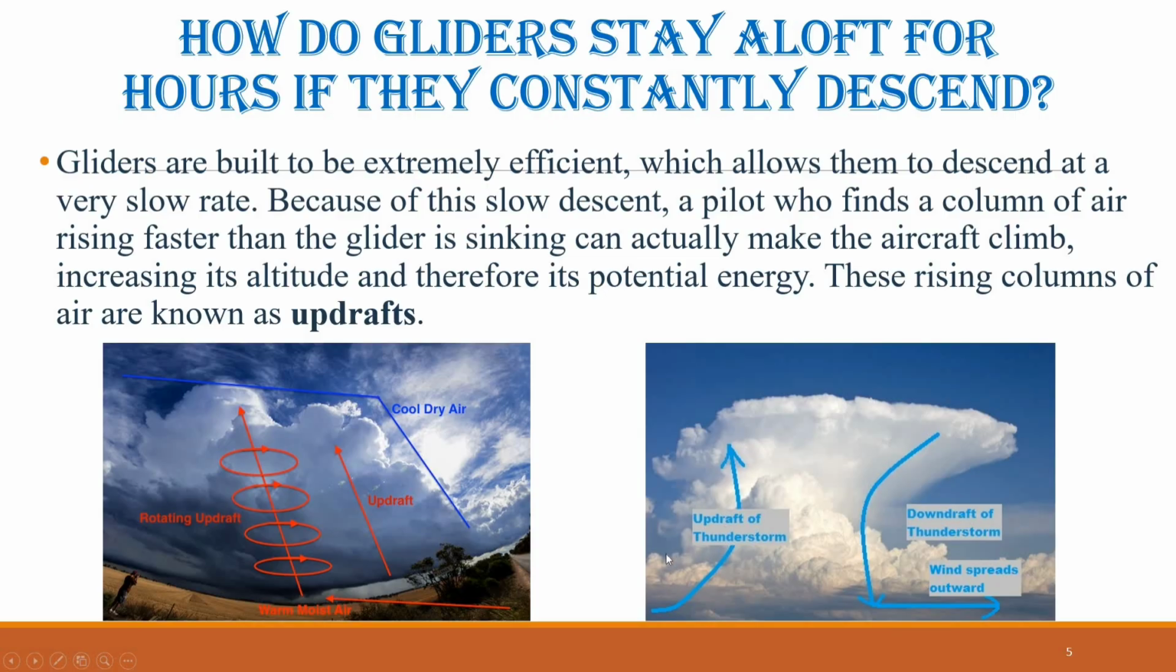Updrafts also form over areas of dark ground that absorb more sunlight than lighter surfaces. As the sun heats these darker land masses, the warm ground in turn heats the air directly above it. When the air becomes hot enough, it begins to rise in a vertical column. These rising columns of warm air are called thermals.